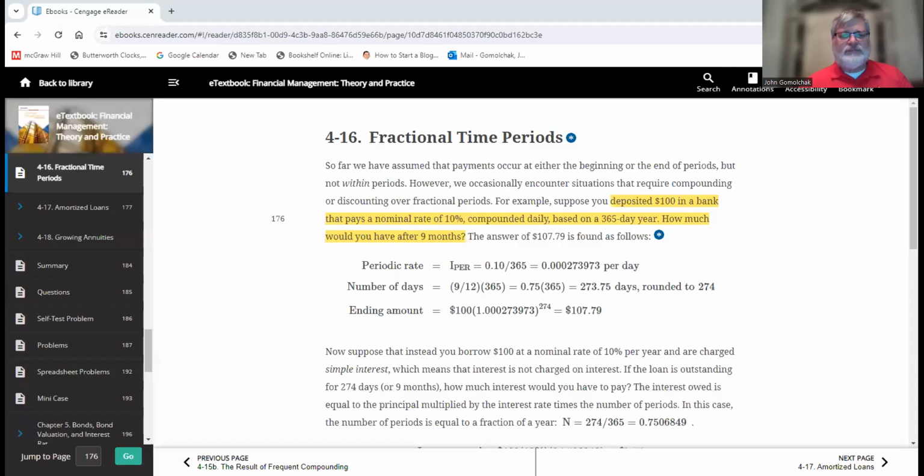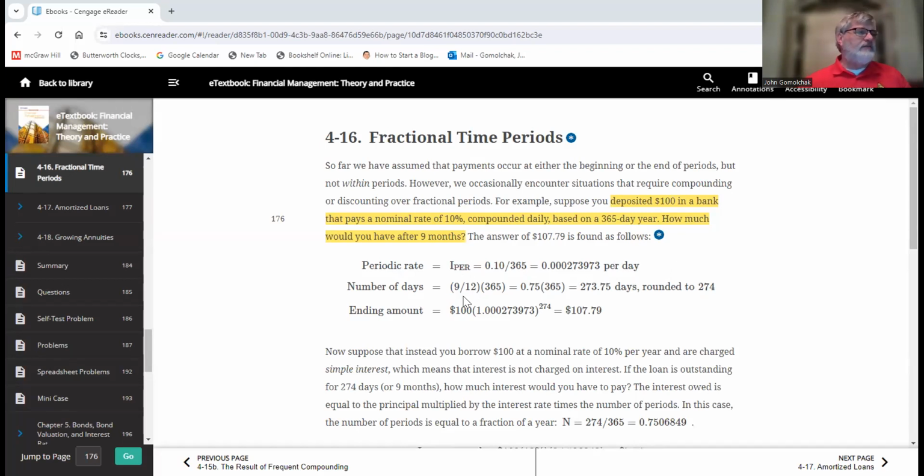So the answer here is 107.79. And let me show you the book to show you how they calculated this. Okay, so they took the periodic rate of 10%, divided it by 365, and came up with an interest rate per day, 0.000273973. And this is how we do it. When I have to do allocations of things in real estate transactions, I will do per day rates on things, and that is a legitimate per day rate. Notice we have to go out a whole lot of decimal points to make it valid.